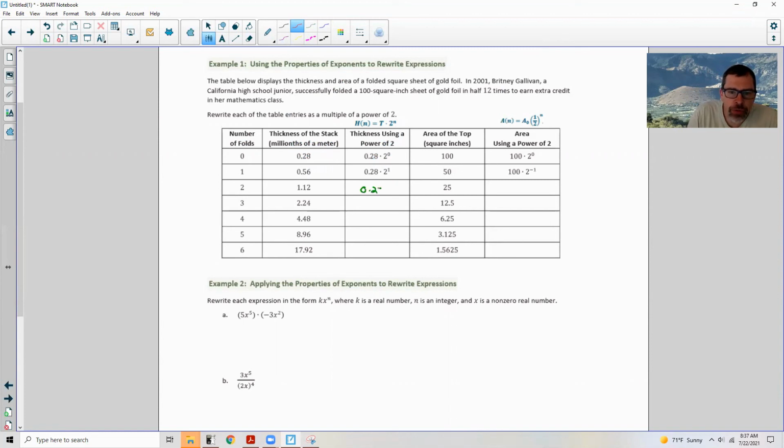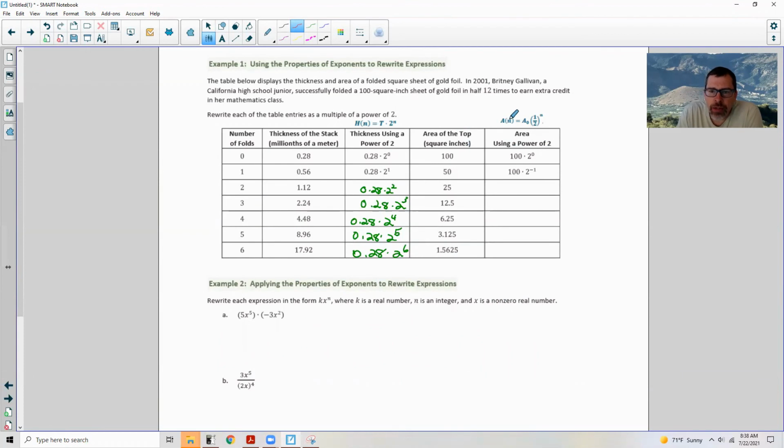It's 0.28 times 2 squared, 0.28 times 2 to the power of 3. Okay, 0.28 times 2 to the number of folds, 4, 0.28 times 2 to the number of folds, 5, and finally 0.28 times 2 to the 6. Okay, and then the area is decreasing.